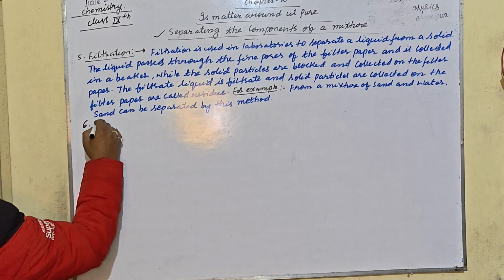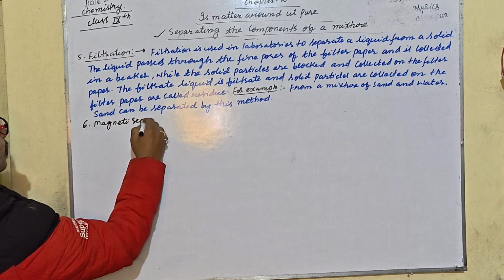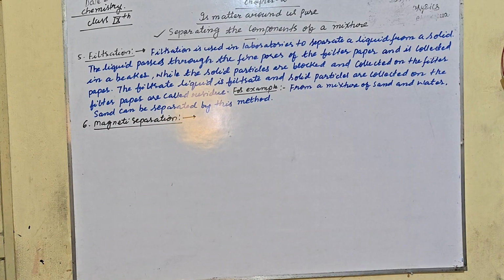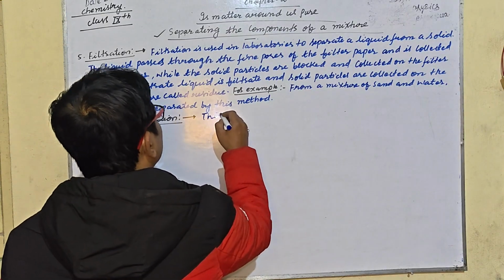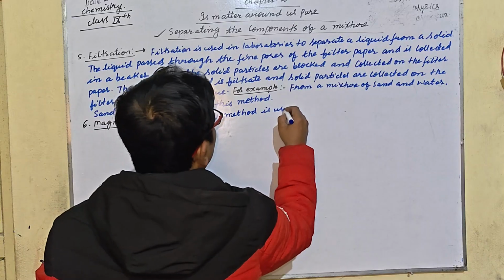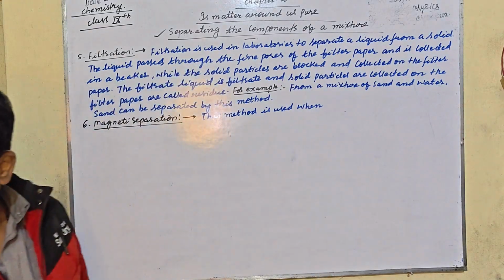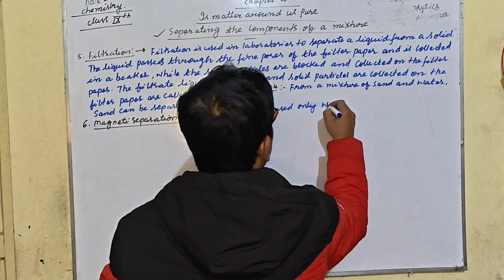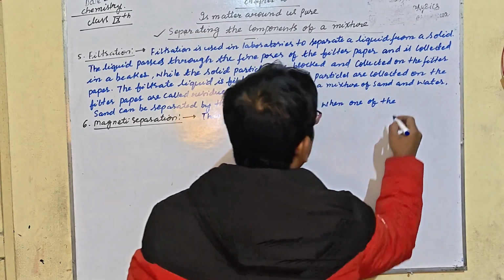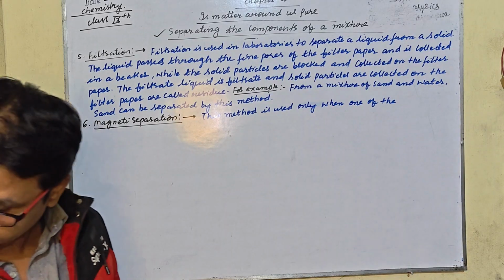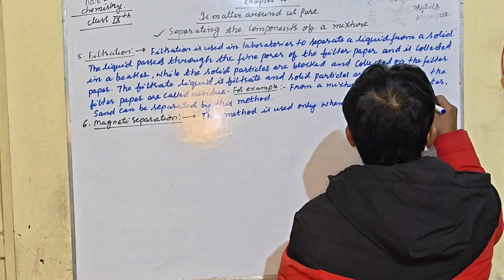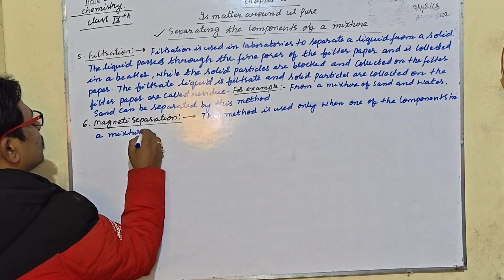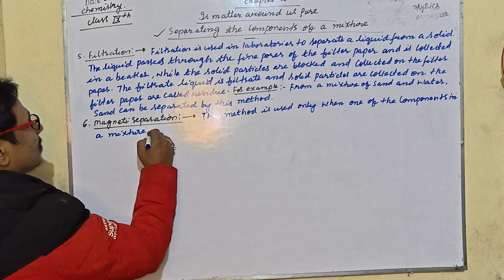Sixth is magnetic separation. This method is used only when one of the components in a mixture is magnetic in nature.